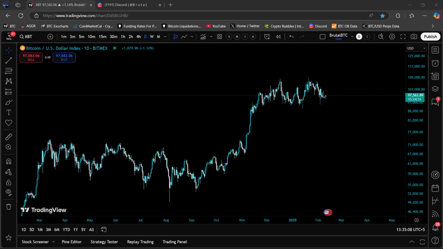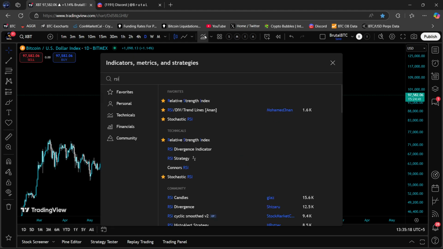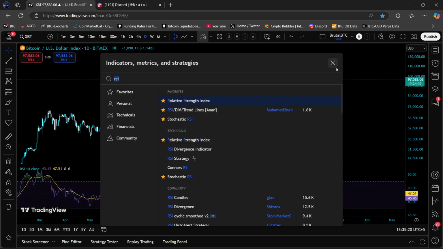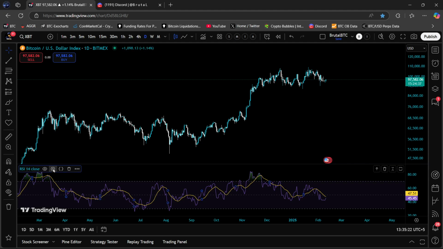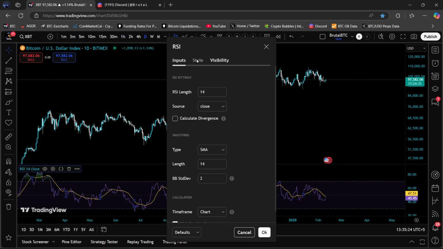So let's move on to our Bitcoin update. First of all, we're gonna look at Bitcoin on the higher time frame, and then we're gonna move on towards the lower time frame. On the higher time frame, what we're gonna do is simply use our RSI that has helped us in almost like 9 out of 10 cases in the past.